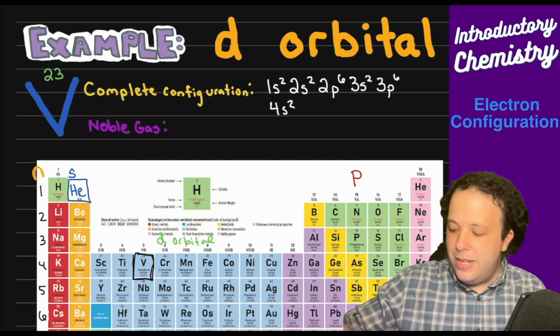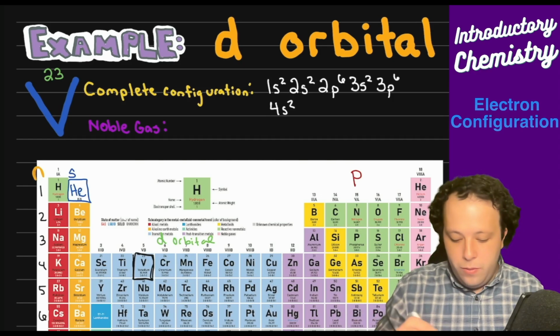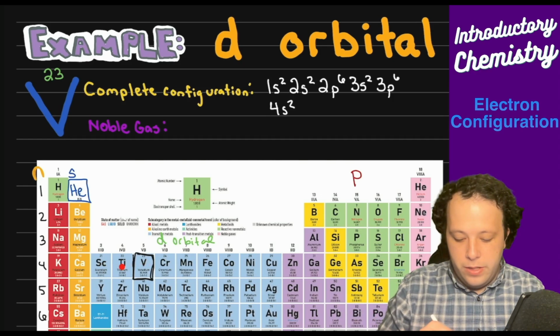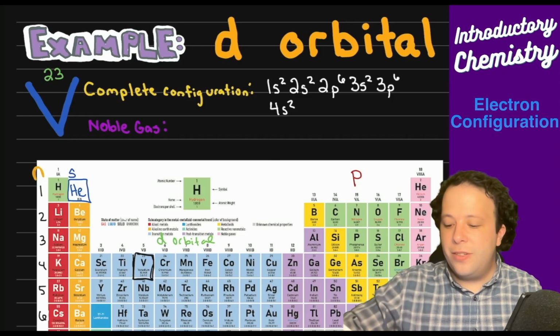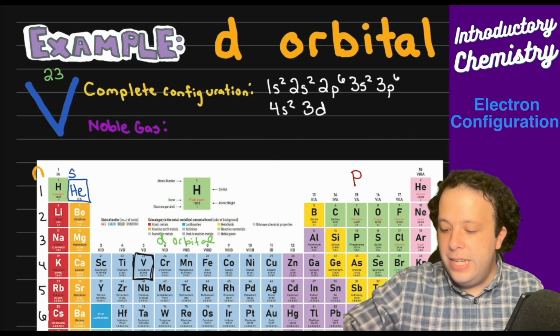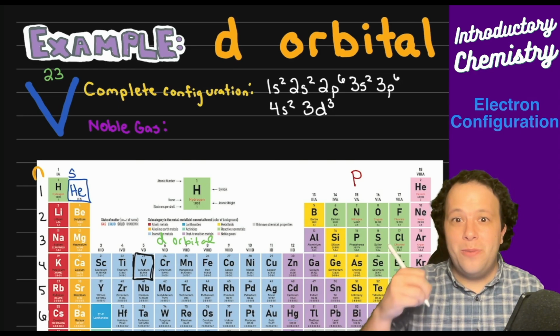Now, like I mentioned, D is n minus 1. So what we are going to do is we have 1, 2, 3. So this is not going to be 4d, but it's going to be 3d3. And that is your electron configuration for vanadium.